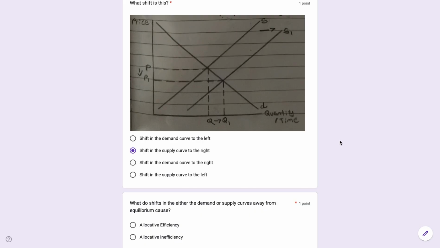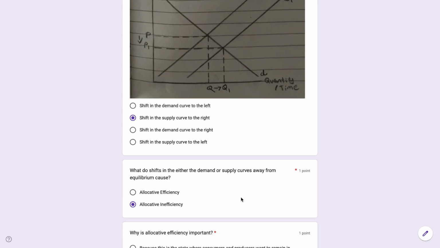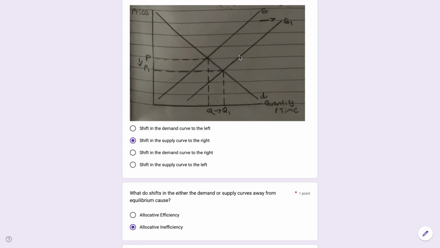So you definitely have to think about that. So what do shifts in either demand or supply curves away from equilibrium cause? I'm basically taking an even scale and either adding or removing weight by shifting it. So it's going to lead to allocative inefficiency. And in the long run, you're going to want to move back to that equilibrium point, which is what firms and businesses do.